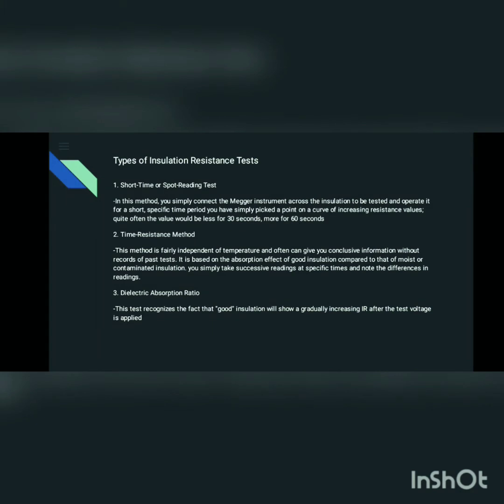Number 3. Dielectric absorption ratio. This test recognizes the fact that good insulation will show a gradually increasing IR after the test voltage is applied.